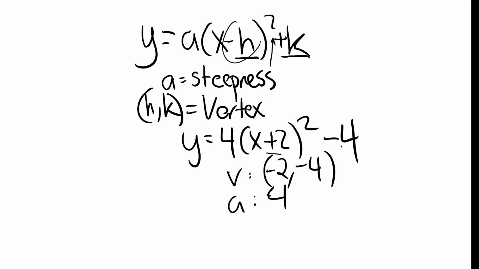Now, there's one other thing we need to know from vertex form, and this thing's called the axis of symmetry.